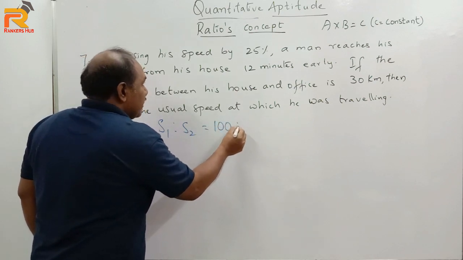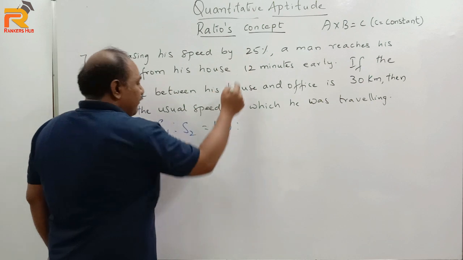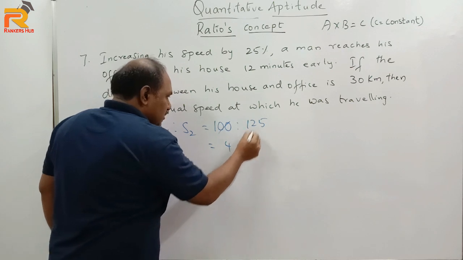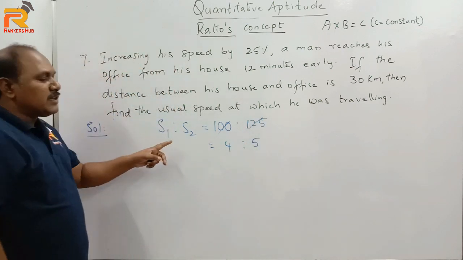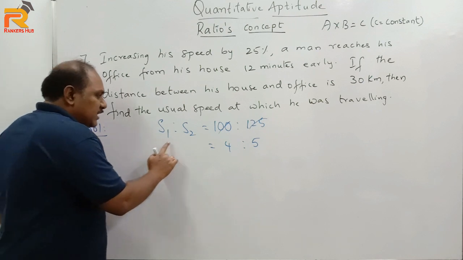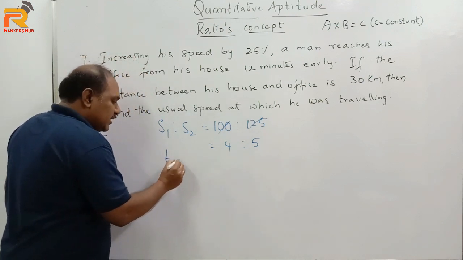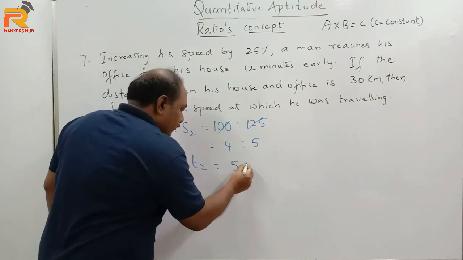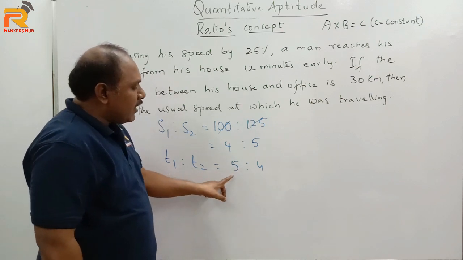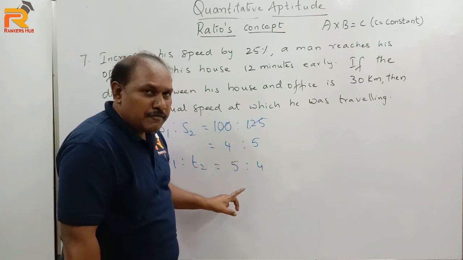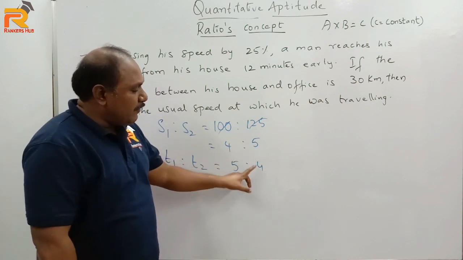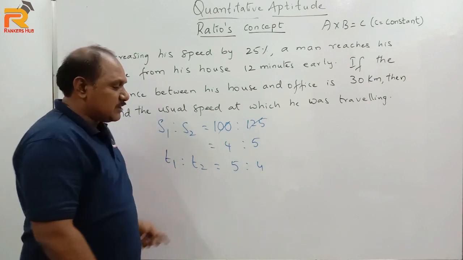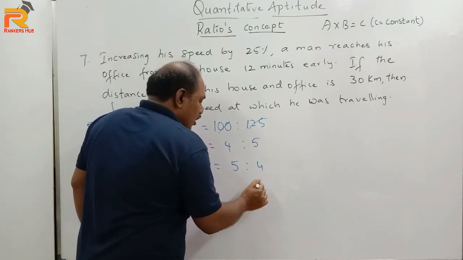Usual speed I take it as 100 and he is increasing his speed by 25%. So now the speed will be 125. Now ratio, 25 fours, 25 fives. So speeds are in the ratio of 4:5. When speeds are in the ratio of 4:5 and when distance is constant, definitely time taken to reach his office will be in the ratio of 5:4, where this 5 parts is the time taken by him to reach his office traveling at his usual speed, and 4 parts is the time taken by him to reach his office when his speed is increased. And the difference in time here is 1 part.